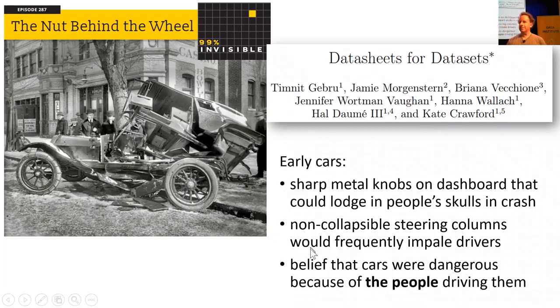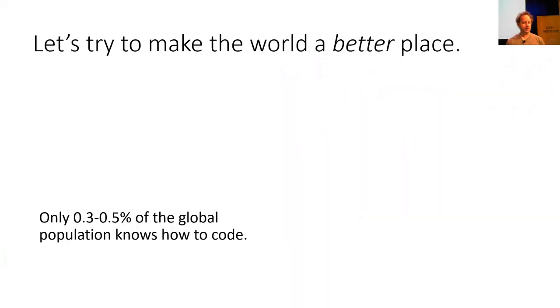Like cars. People died in cars all the time because they literally had sharp metal knobs on dashboards. Steering columns weren't collapsible. And all of the discussion in the community was, that's just how cars are, and when people die in cars, it's because of the people. But then eventually the regulations did come in, and today driving is dramatically safer, dozens and dozens of times safer than it was before, right? So often there are things we can do through policy.